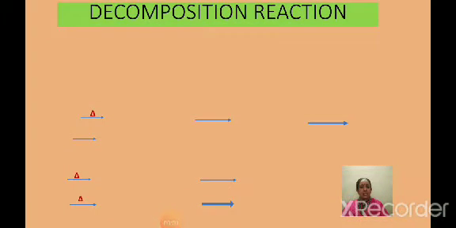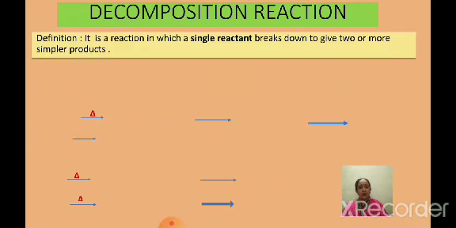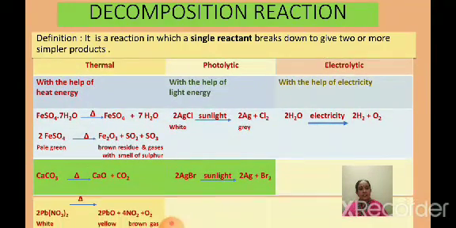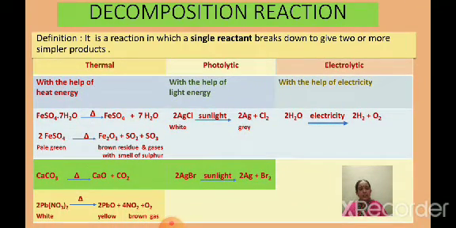Let us now discuss the second type of reaction, that is decomposition reaction. How can you define decomposition reaction? It is a reaction in which a single reactant breaks down to give two or more simpler products. In this particular type of reaction, energy should be provided to the reactant so that it can break down to give the products.